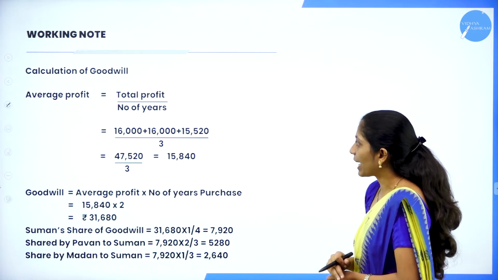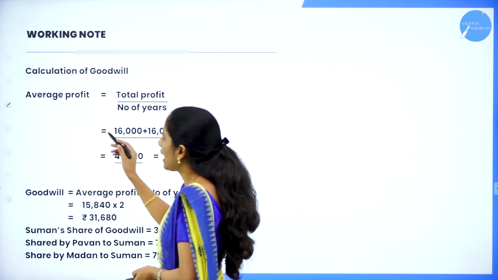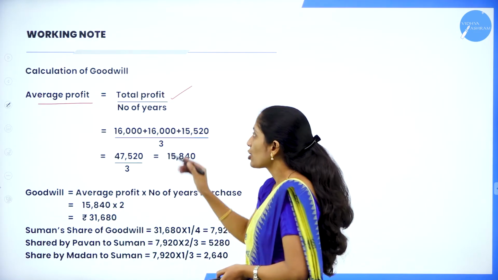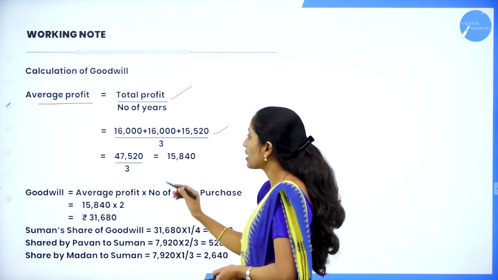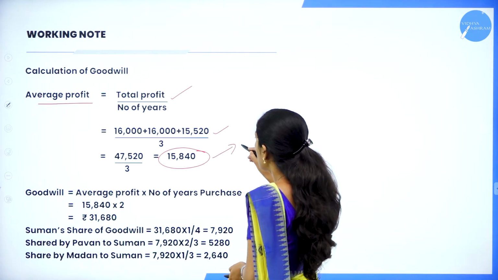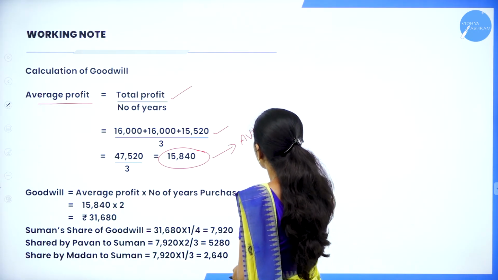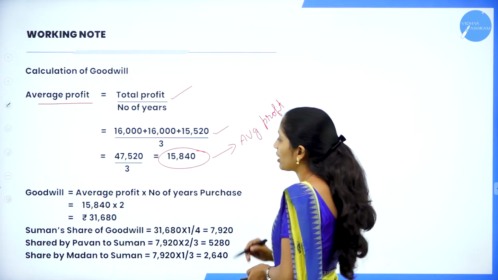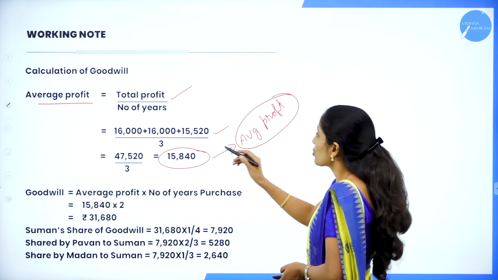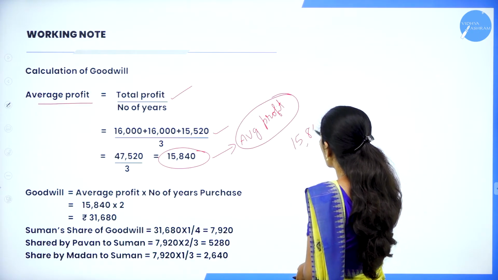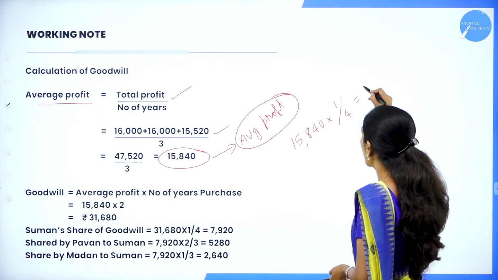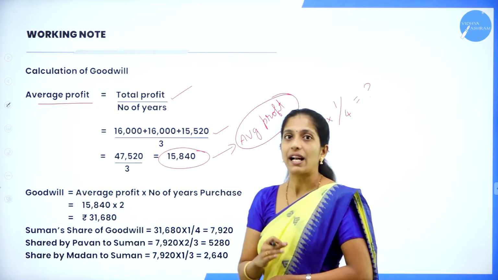Now let us see how we have calculated here. So how to calculate the average profit? So average profit is equal to total profit divided by number of years. So add all the profit divided by number of years. So you'll get 15,840 is the average profit. Now they have clearly told her share of profit based on average profit. So 15,840 is the average profit. What is her share? That is 1 by 4. Then we'll get the amount of profit that has to be given to the deceased partner, Suman.